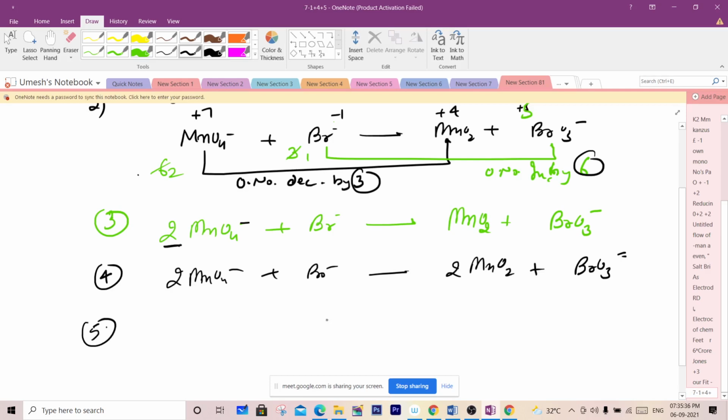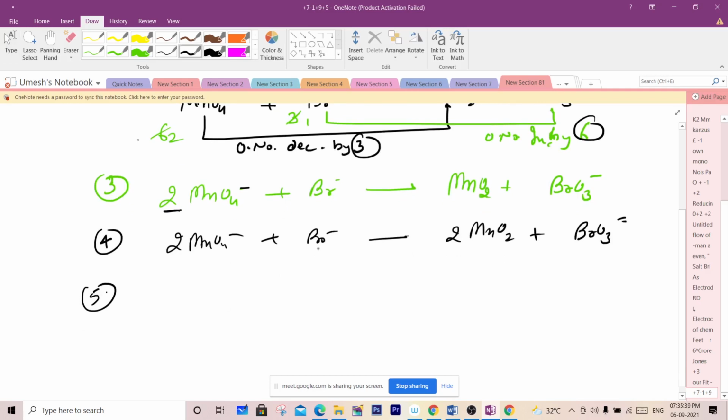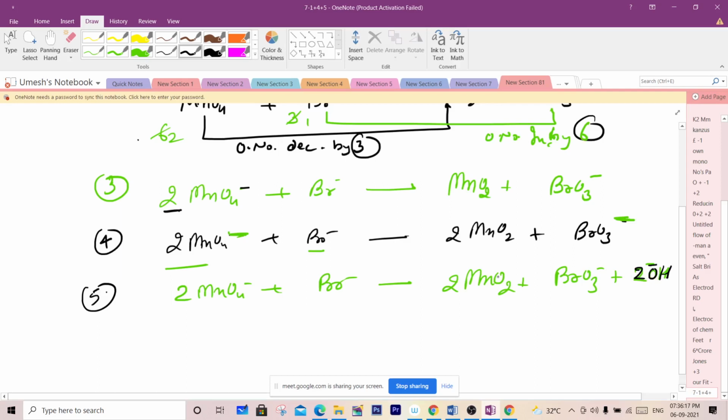Now in the basic medium, I've told you the basic medium, count the total number of the negative charge here. It is 2 negative and 1 negative, 3 negative. Here I have only 1 negative. It means I have deficiency of 2 negative this side. To balance it, add 2 OH negative ions this side. So negative charge is balanced now.